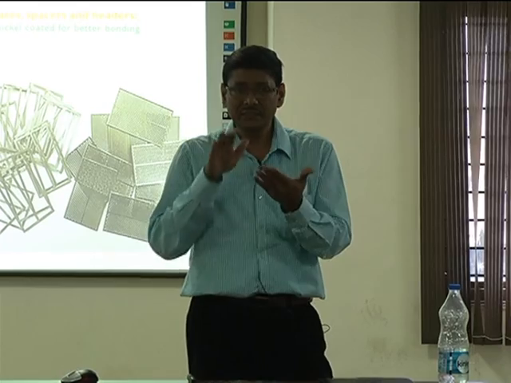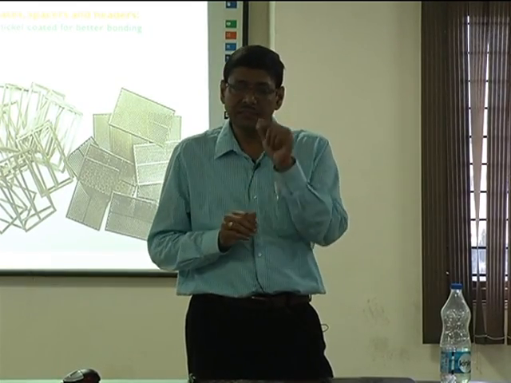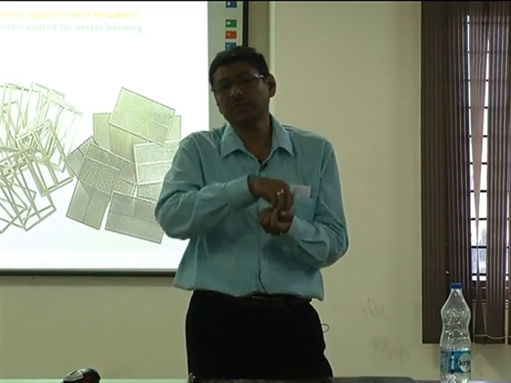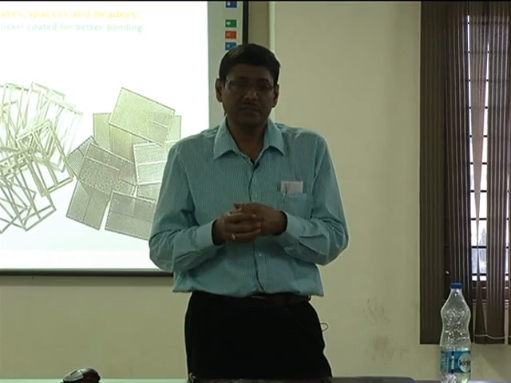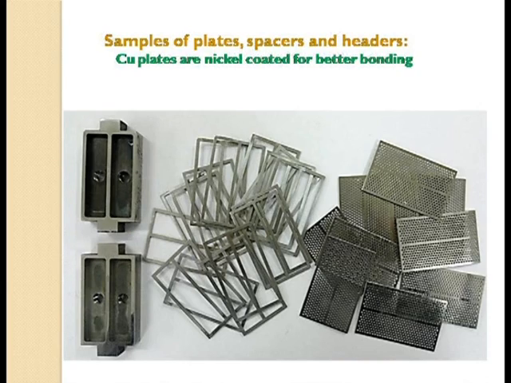If you have a very thin nickel interlayer between copper and stainless steel, this nickel will help migration of the stainless steel to the copper and the copper to the stainless steel. It helps like a catalyst. Therefore, to get better diffusion bonding, you must have nickel coating, and this photograph is taken after nickel coating over the copper plates.